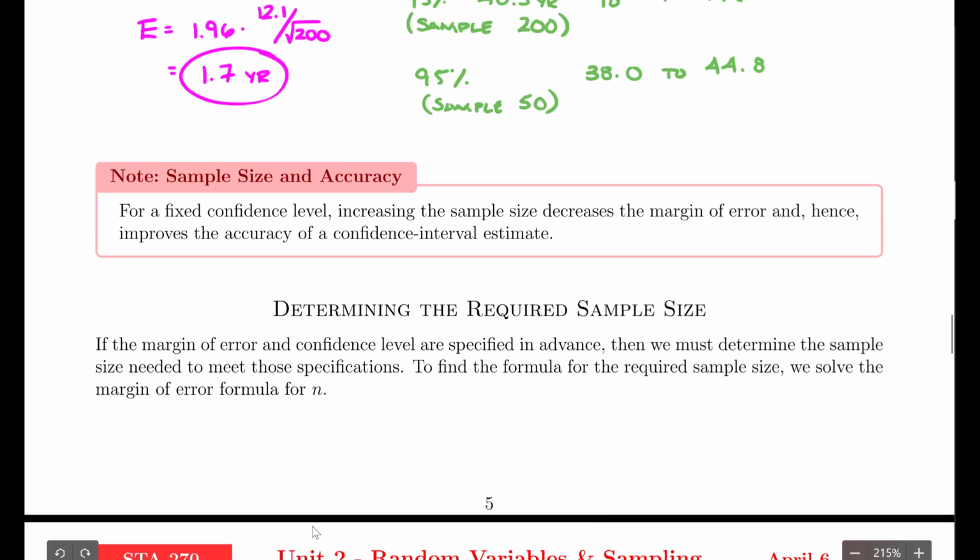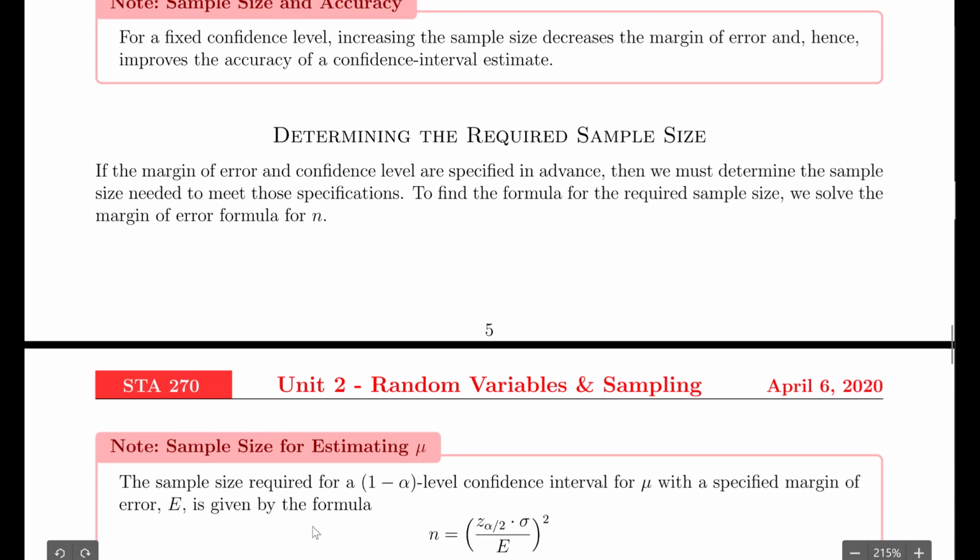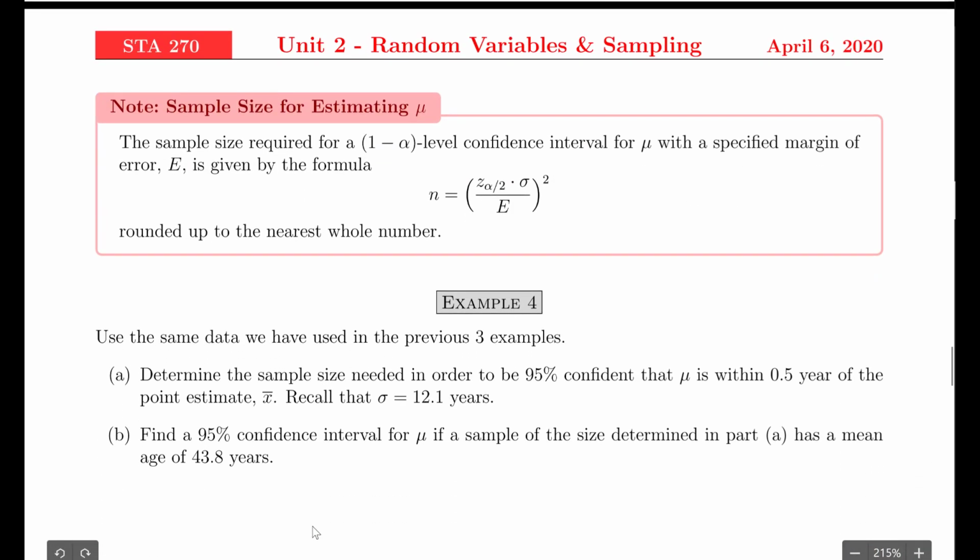And then that note here in the middle of the screen clarifies what we've just said. For a fixed confidence level, increasing the sample size decreases the margin of error and improves the accuracy of the estimation. Then we have some cases where maybe we want to find out what sample size we need to guarantee a certain confidence level, maybe 95% or whatever it might be.